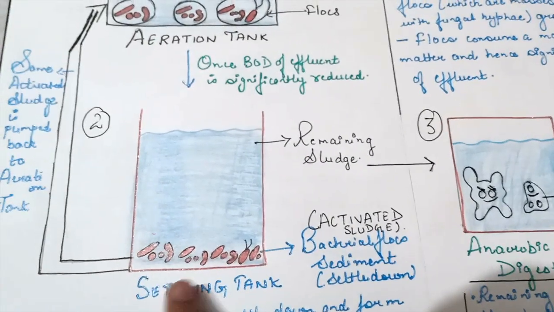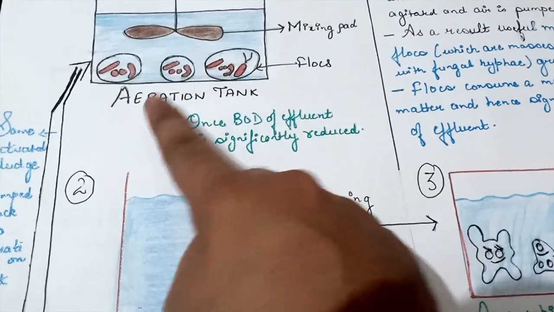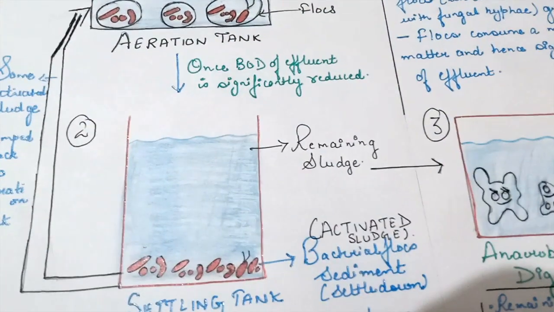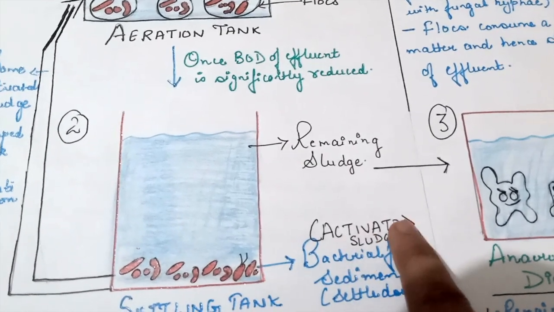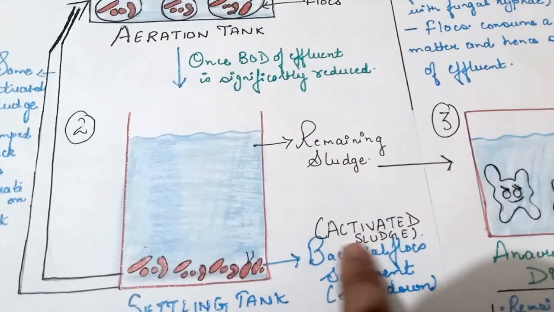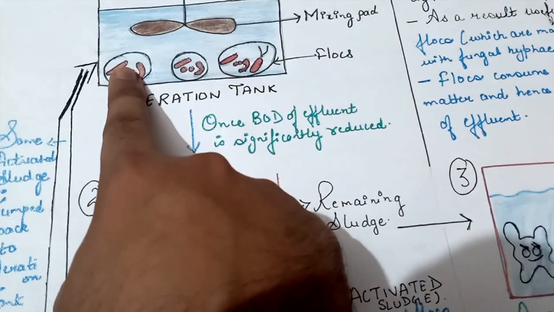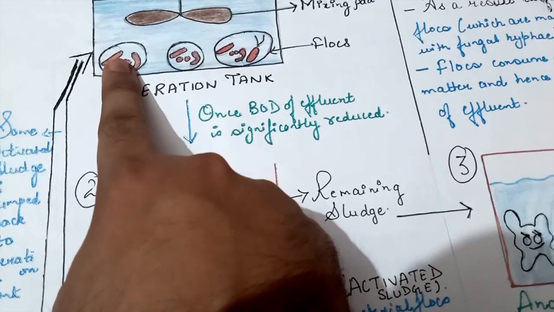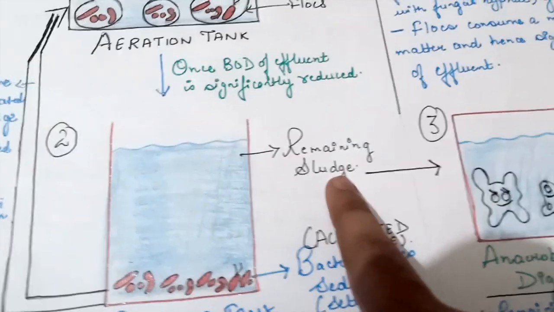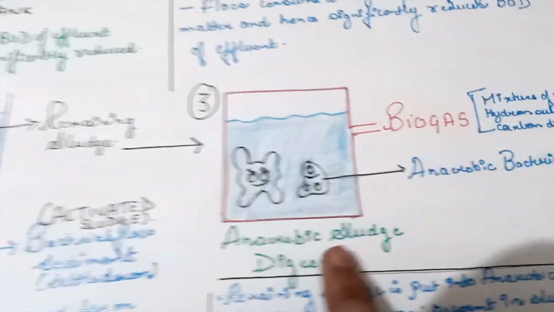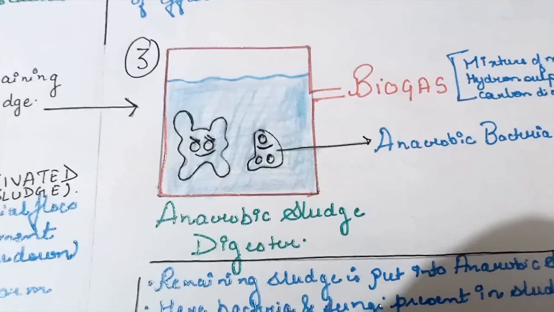Now, in the settling tank, the bacterial flocks which were formed in the aeration tank settle down at the bottom and are known as activated sludge. Some amount of activated sludge is pumped back into the aeration tank to serve as inoculum, and the remaining sludge is put into a third tank called anaerobic sludge digester.